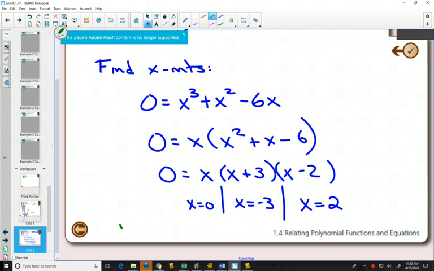Our y-intercept, how do you find a y-intercept? You plug in 0 for x. And in this case, if you plug in 0 for x, you're going to get that your y-intercept is 0 as well.